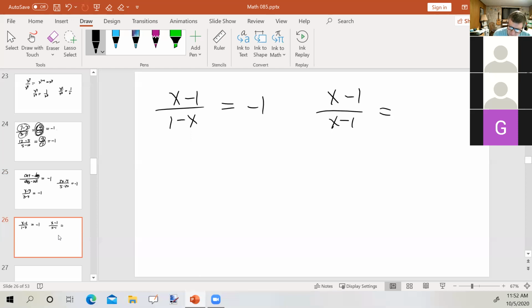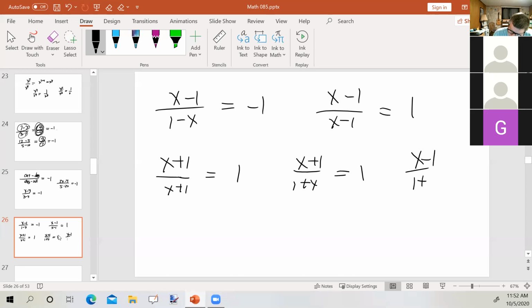Careful. 1. What's x plus 1 over x plus 1? 1. What's x plus 1 over 1 plus x? Would that be 1 as well? Yes. Addition is commutative. Those last two problems are the same. What's x minus 1 over 1 plus x?